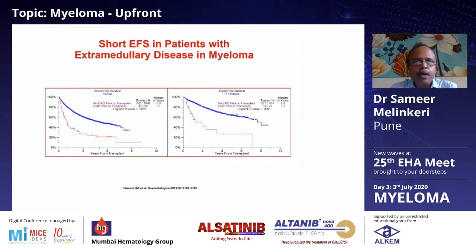So we know that presence of extramedullary disease in myeloma has a bad prognosis, and in general, as you can see, the overall survival is much lower than if you do not have extramedullary myeloma. And on the right, this is the data from the total therapy protocol, which also shows a similar thing.